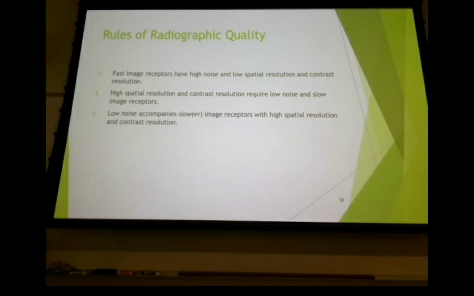Number two, high spatial resolution and contrast resolution require low noise and slow image receptors. Again, not so much anymore. Slow image receptors was a thing, but really, right now, we're not using slow image receptors. We're using high-speed image receptors, 400-speed image receptors or even higher. Low noise accompanies slower image receptors with high spatial resolution and contrast resolution. Okay, so the second half of that is still true.